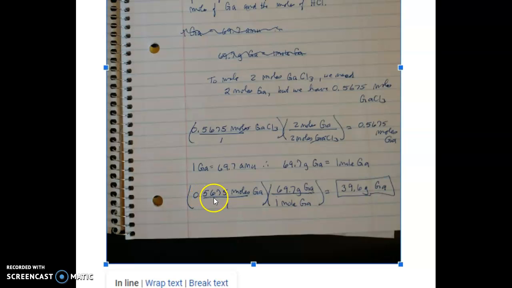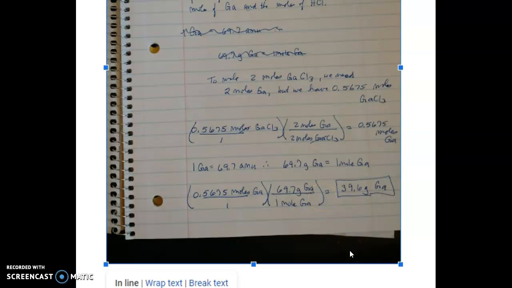So I can start with what I know. I only have 0.5675 moles of Ga, right? That means for every mole, I have less moles, which means I'm going to have less mass. I'm going to use that conversion factor. Remember, the moles of Ga have to be in the denominator because we want these to cancel. And so this becomes a straight multiplication problem. 0.5675 moles of Ga times 69.7 grams of Ga, where these moles cancel, and we're left with 39.6 grams of Ga. And the reason there are only 3 significant figures here is because of this number right there.